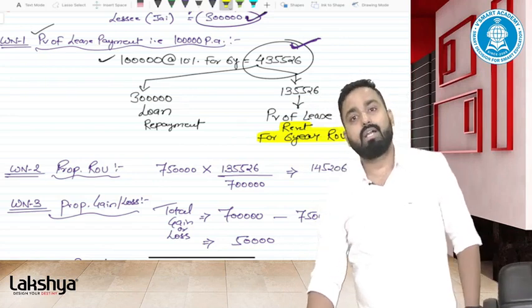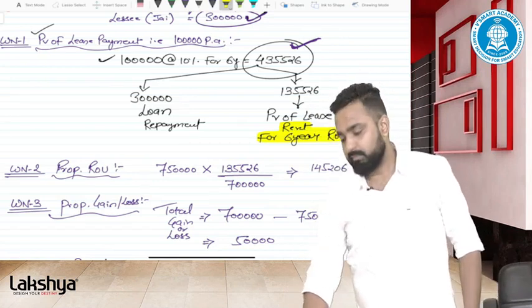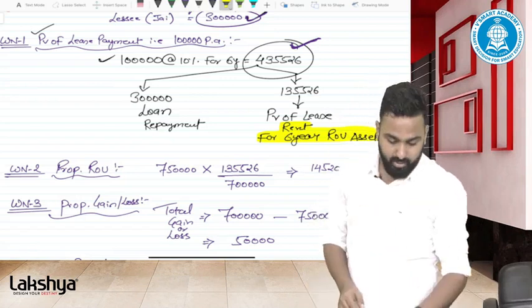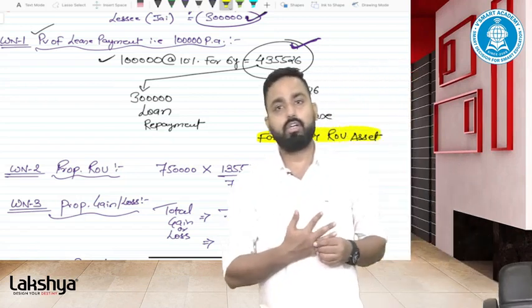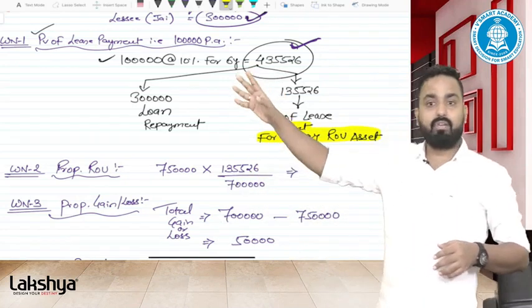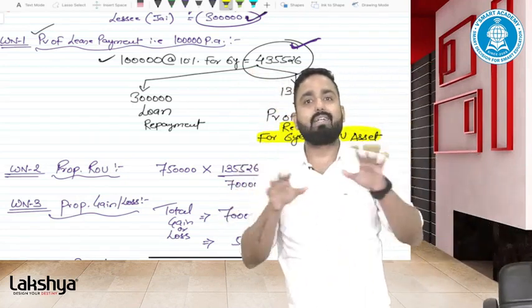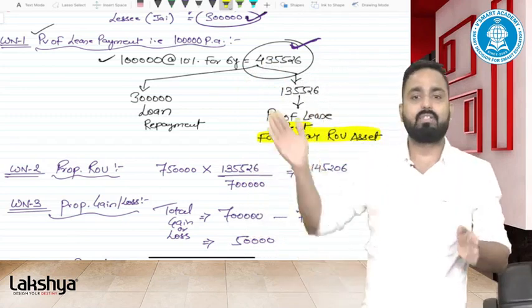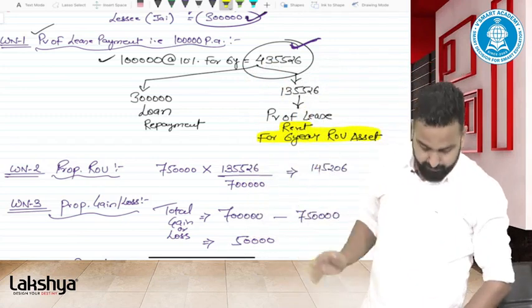Working note number 1 understood or not? Tell me. Okay, understood. So what we did, first of all, we divided the total present value of lease payment into two parts, the loan repayment and the repayment of lease rent.